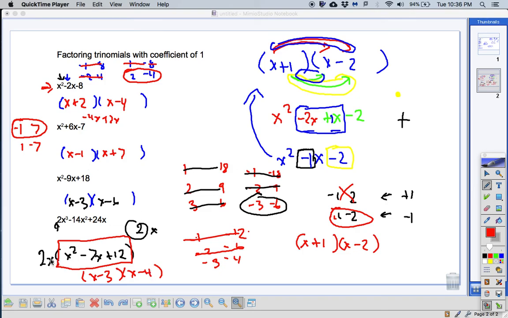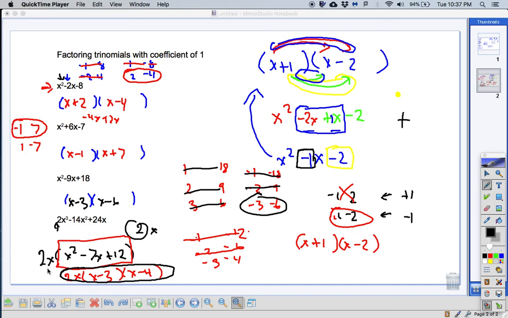But now we've got to deal with this 2x. All you do is drag it along for the ride, and it's down there. And this is our final answer. So our final answer is 2x from the first step, and then parentheses x minus 3, and then parentheses x minus 4. So make sure you watch out for that.